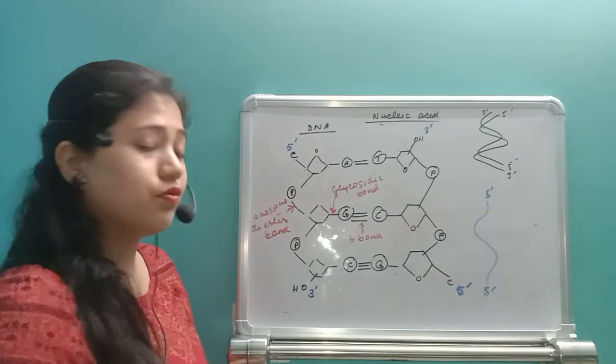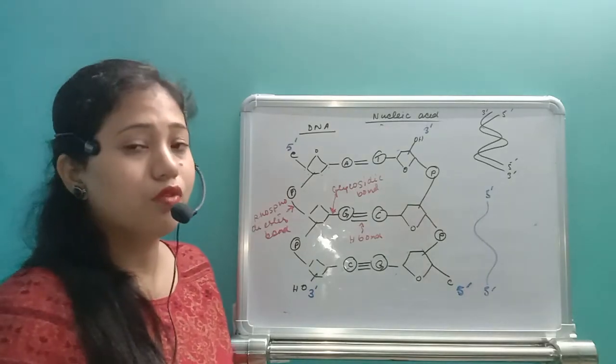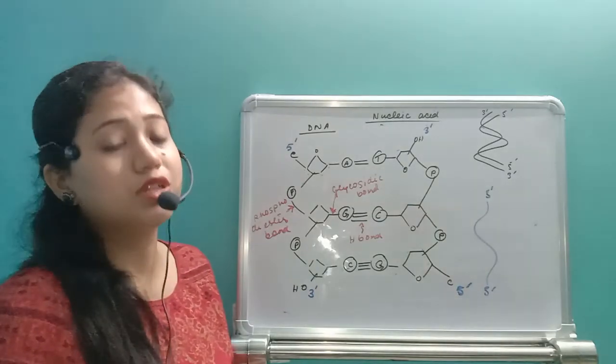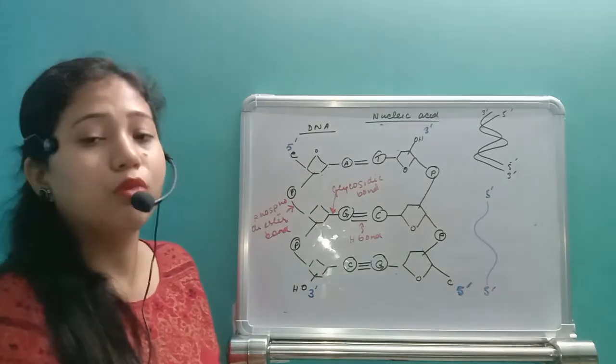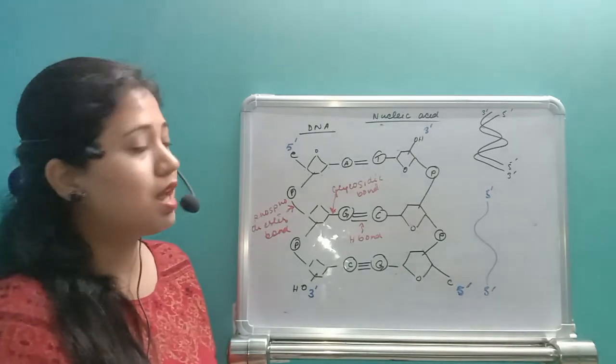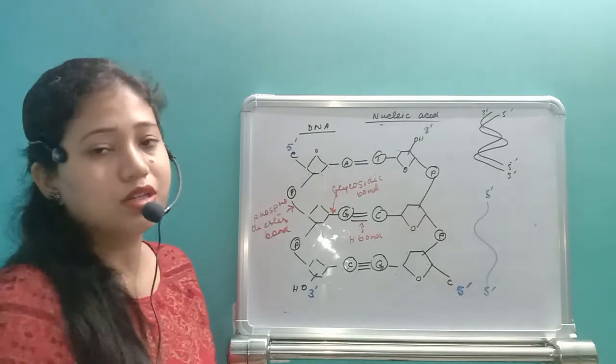glycosidic bond, and hydrogen bond, the bond formation takes place and the nucleotides will be attached to each other to give rise to a polymer, that is the nucleic acid. Either it is DNA or it is RNA.